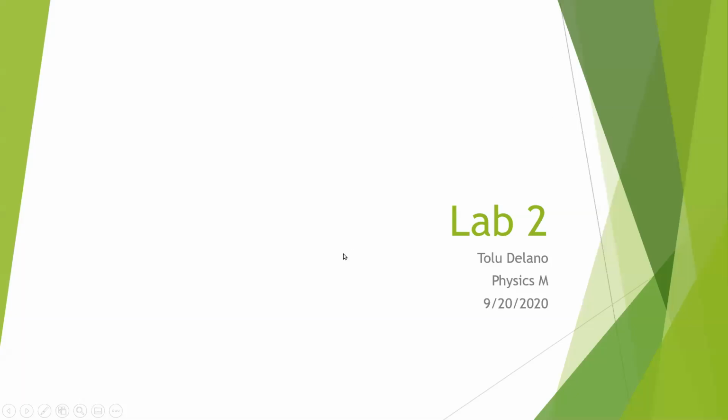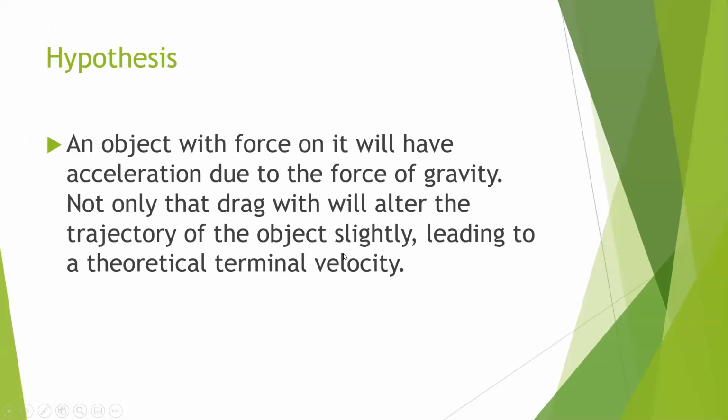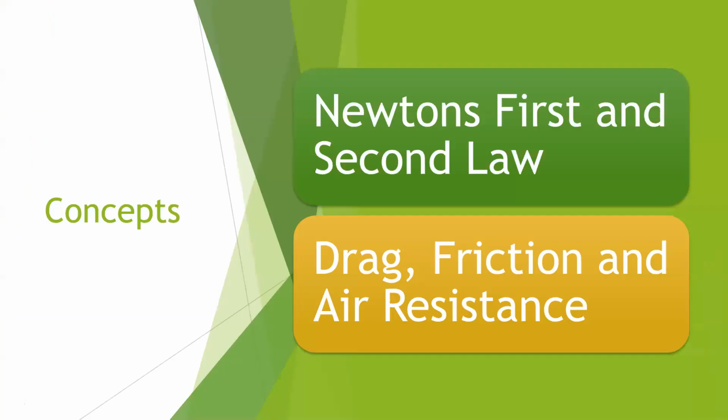Here is my second lab. The hypothesis for this lab is that an object with a force on it will have an acceleration due to the force of gravity. Not only that, drag will alter the trajectory of the object slightly, leading to a theoretical terminal velocity. The concepts included in this lab were Newton's first and second law and drag, friction, and air resistance.